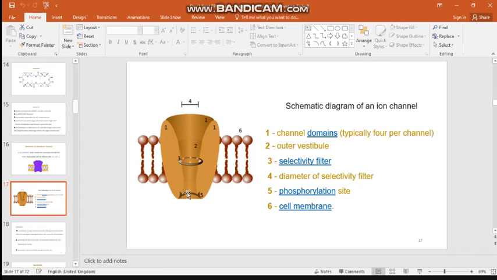Here we have a phosphorylation site. This site is responsible for providing the energy for ion transport. If you want to transport something from one place to another place, we have to spend some amount of energy. Then only it will be transported.